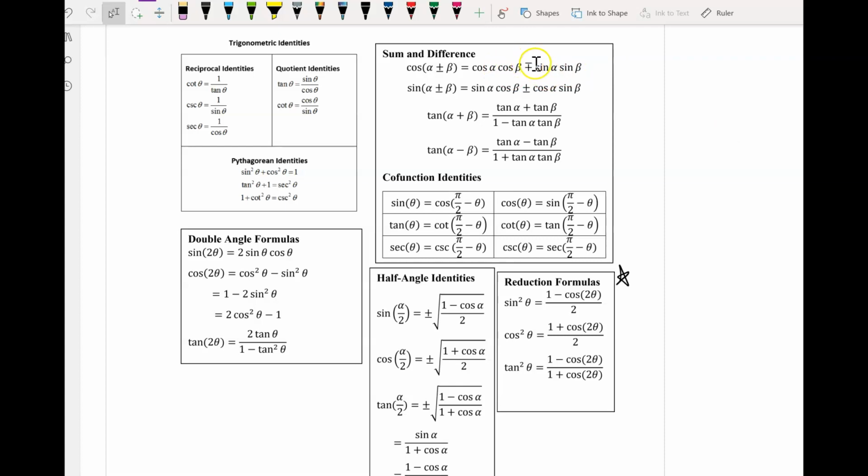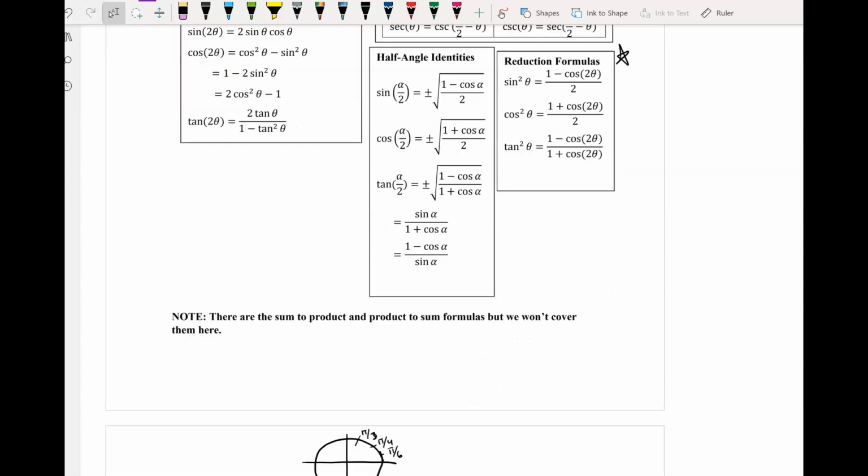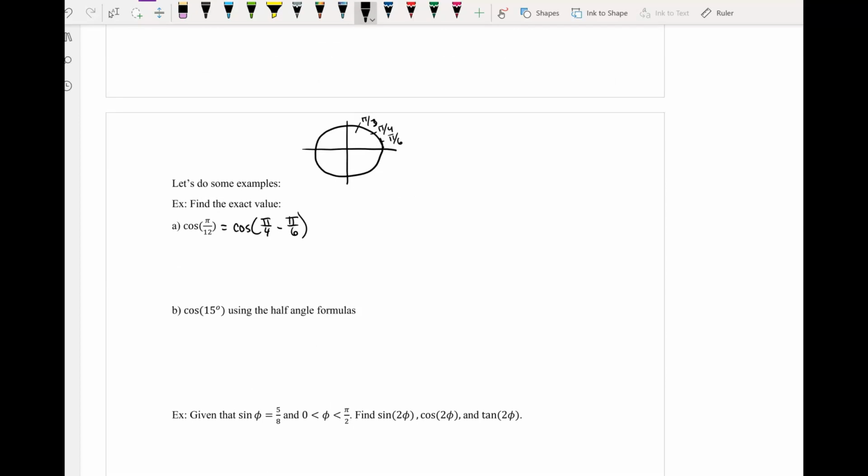These are the opposites. So when it's plus, it's going to be minus. When it's minus, it's going to be plus. Okay, so in this case, let me write it up here. Cosine of alpha minus beta is going to be cosine alpha cosine beta plus sine alpha sine beta.